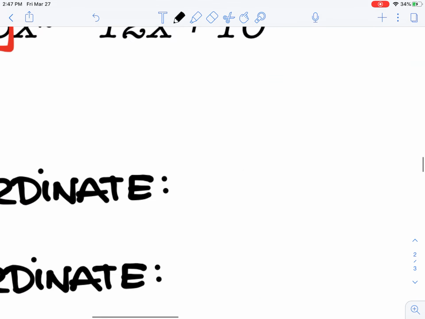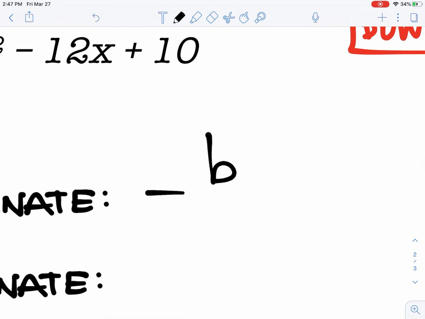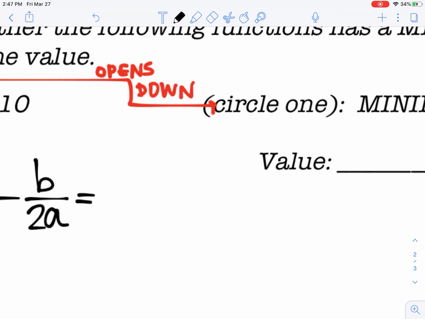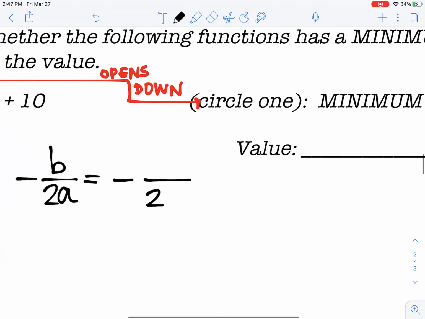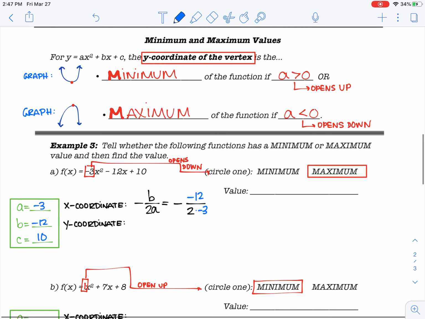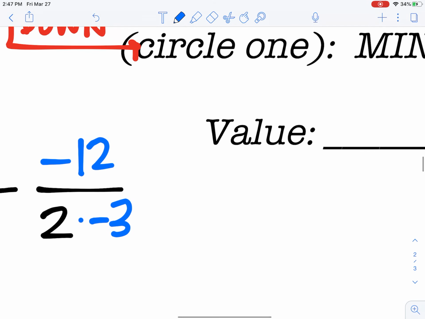The formula for the x-coordinate of our vertex is the opposite of b over 2a. So I'm going to duplicate that from page 1 of these notes. In this particular case, it'd be the opposite of -12 divided by 2 times -3. This should give us a positive 12 divided by a negative 6, which equals a negative 2.